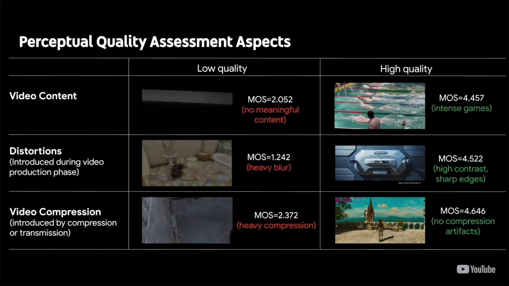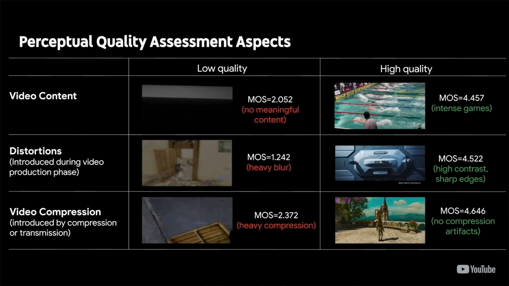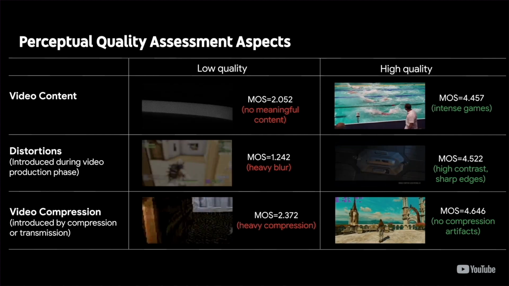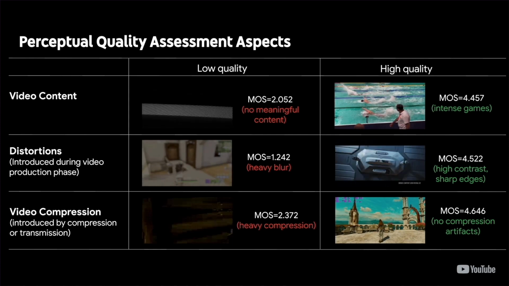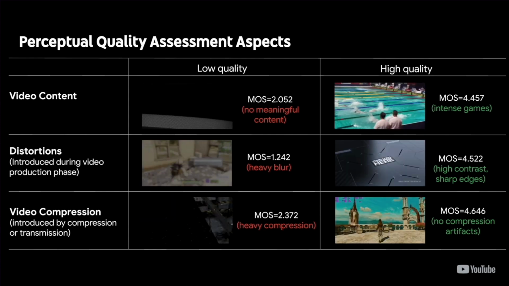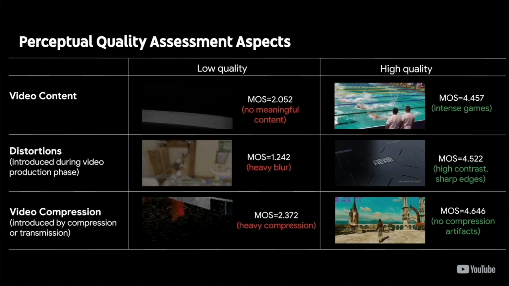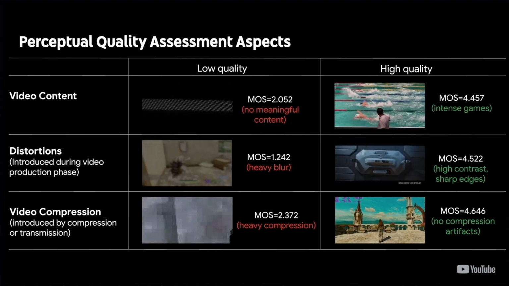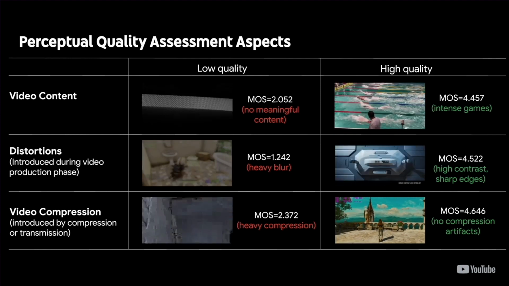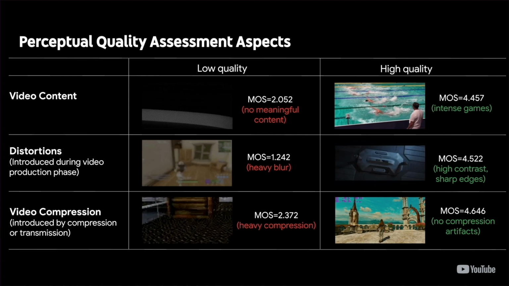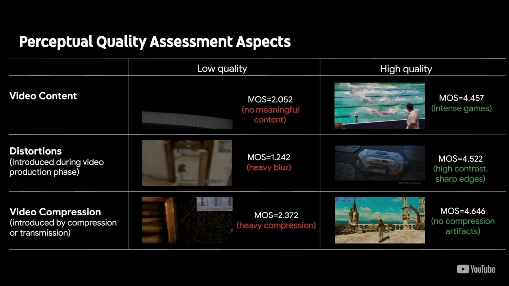So we also had a couple of insights when we collected all the ground truth data for the dataset. What we have observed is that the UGC perceptual quality related factors could be broadly categorized into three categories: video content, distortions, and video compression related. You can see examples of what low quality and high quality look like in each of these categories. For example, a video with no meaningful content commonly won't get a high quality score, right? But the categorization is also done in terms of where the distortions might occur, be it in the post-production phase or in the compression or transmission phase.